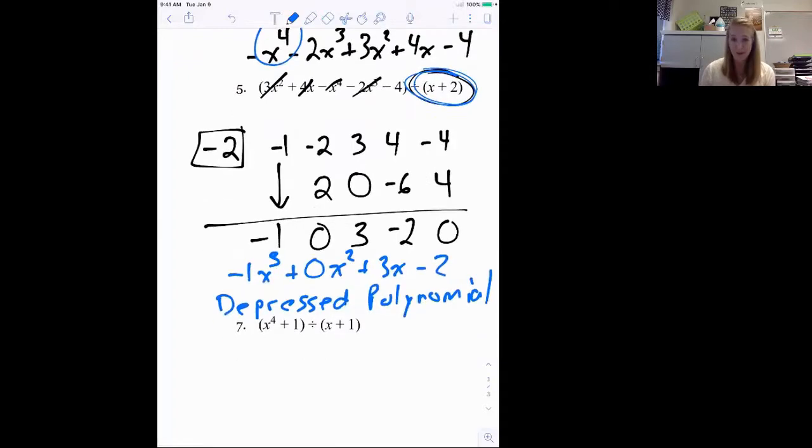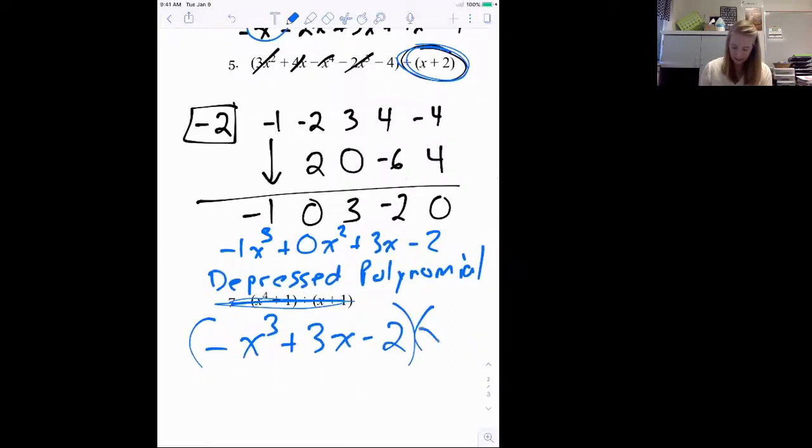Now, we don't want to write it with the 0x squared in there, and we can clean it up a little bit. So pretend this isn't here. I would have negative x cubed plus 3x minus 2. And if you were to take this and multiply it by x plus 2 to check your answer, you better get back to this original thing that you started with. So it's a good way that you can check your work.